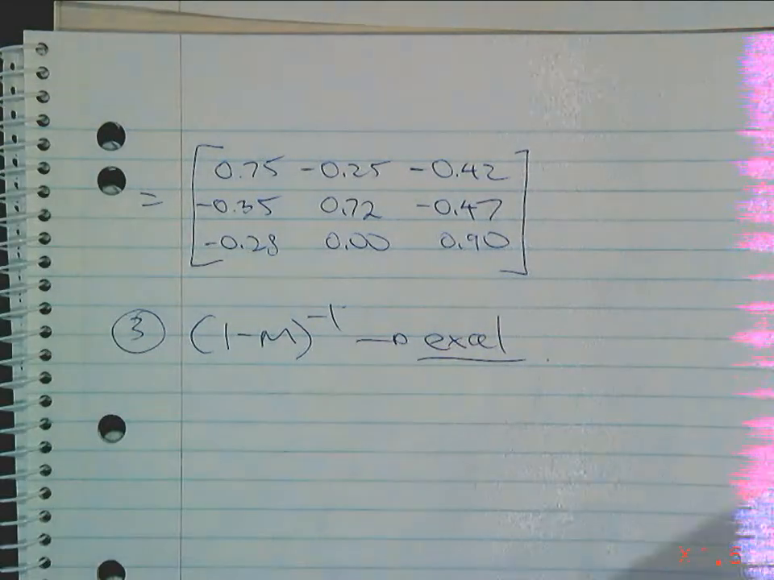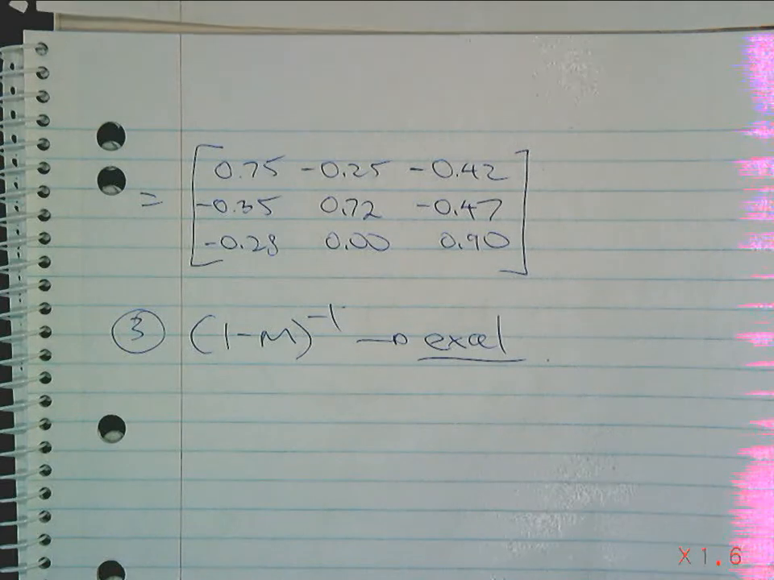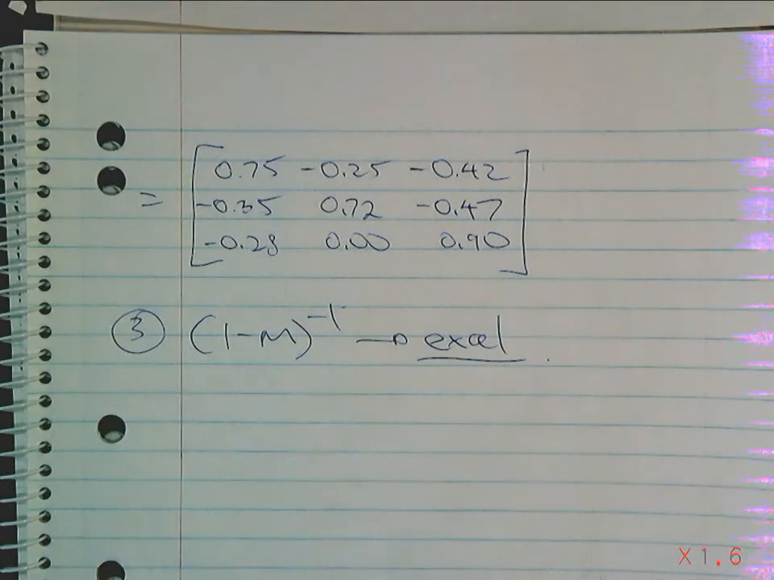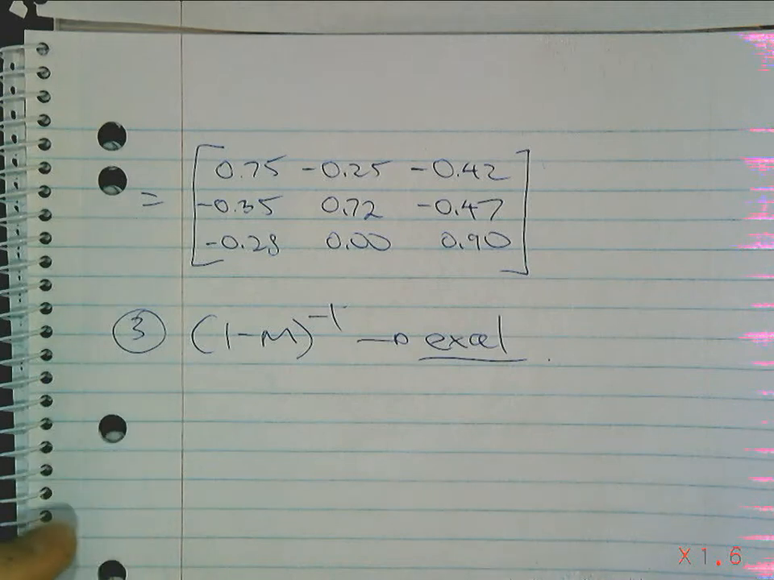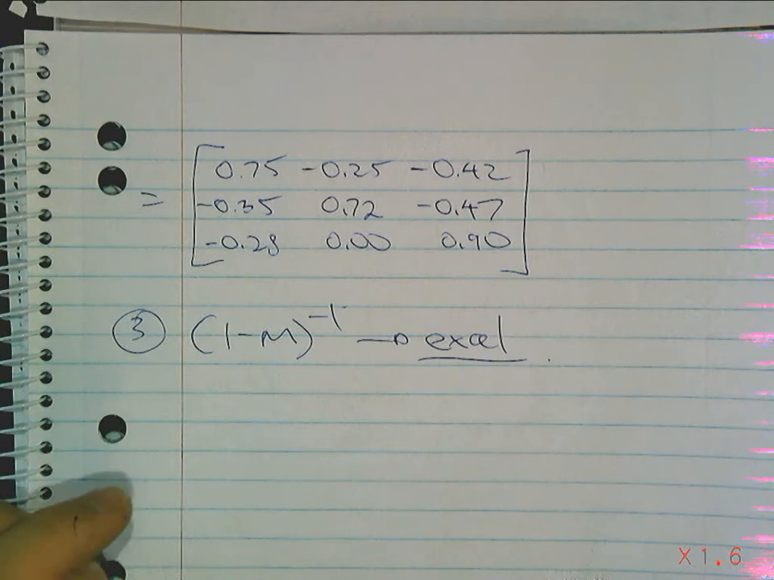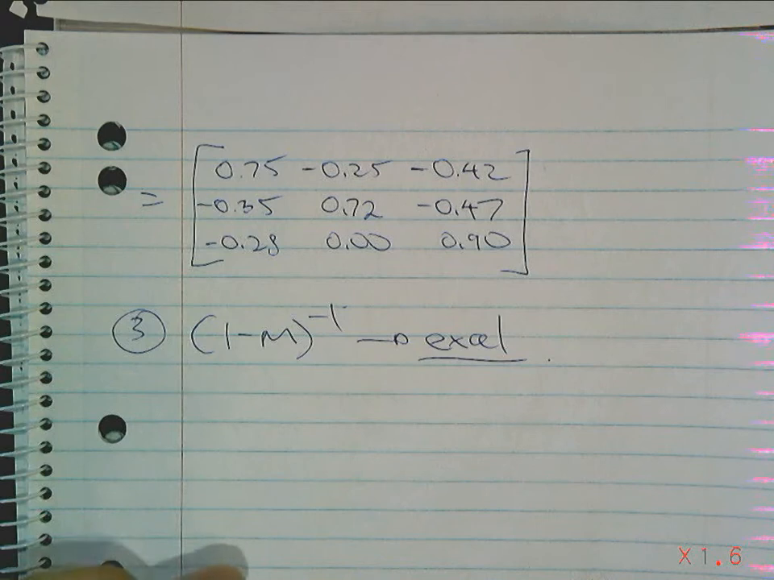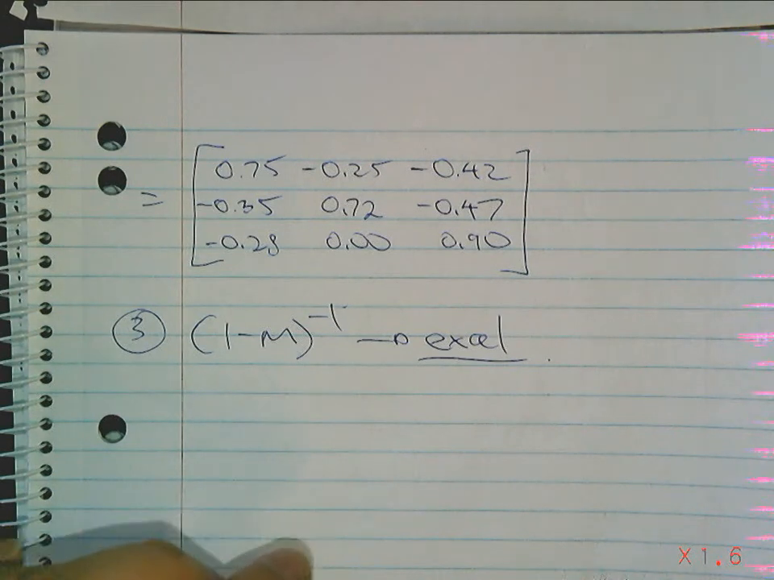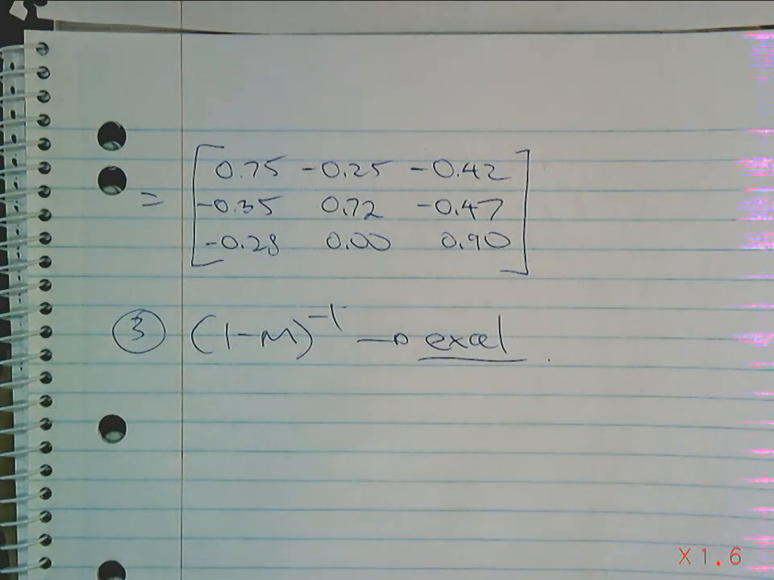Okay, so we've done this kind of last week, so we're going to do it again. These instructions are already on your assignment, so you don't have to memorize anything, but let's do it together. First thing is I'm just going to enter that matrix. So we've got 0.75, negative 0.25, negative 0.42, negative 0.35, 0.72, negative 0.47, then we've got negative 0.28, 0.00, and 0.90. Okay, so that's your I minus m result.